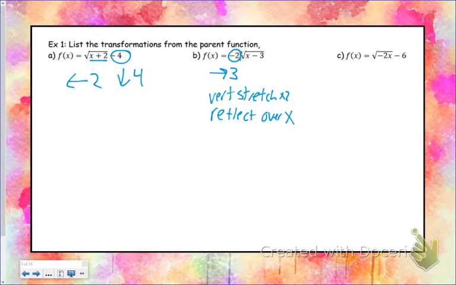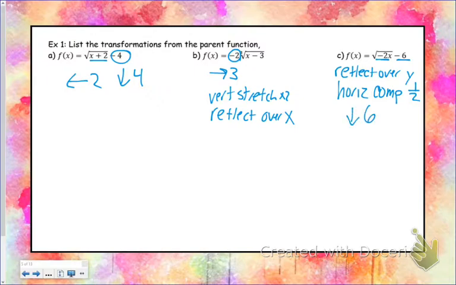All right, and then on this last one, minus 6 outside the parentheses is vertical, minus 2 inside the parentheses is horizontal. And remember, your horizontal stuff is backwards. So this is going to reflect over the y. It is also going to be a horizontal compression. Okay, it's going to be a compression by 1/2. All right, then this graph also would go down 6.